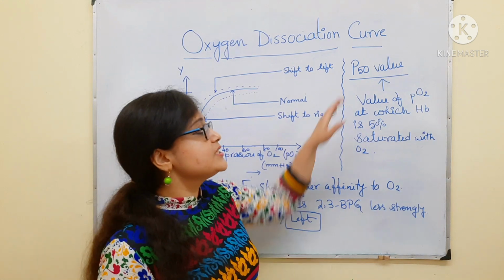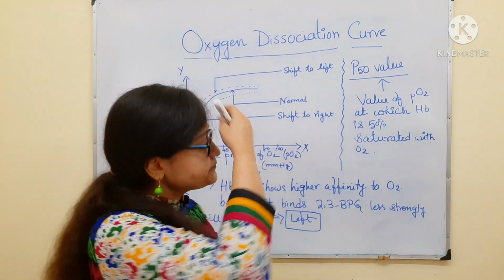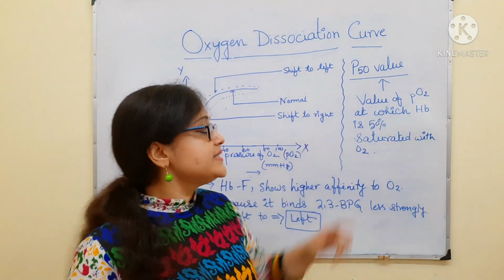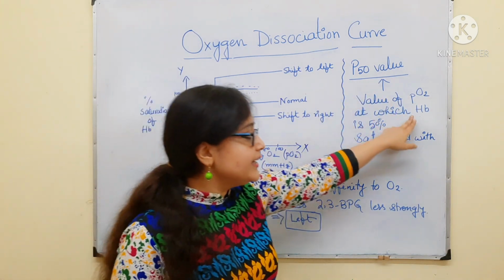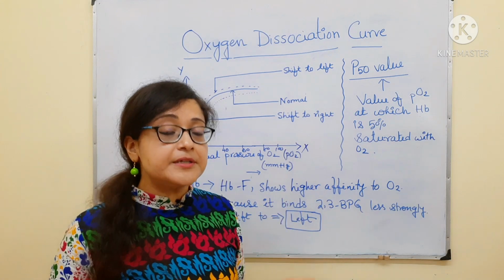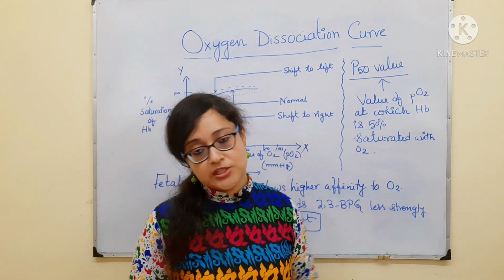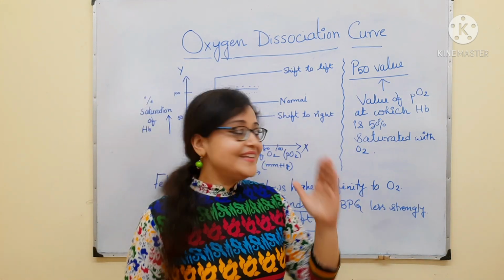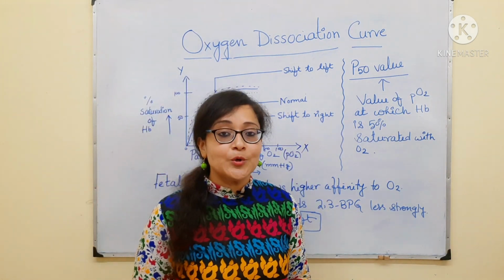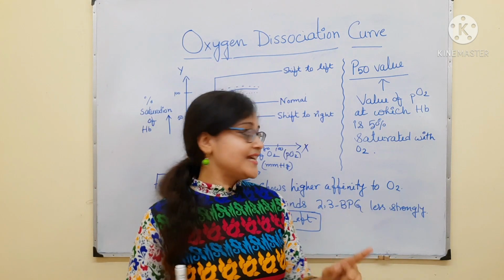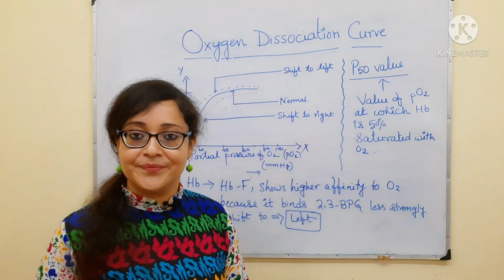Okay, and the last part is P50 value. What is that? P50 value is the value of partial pressure of oxygen at which hemoglobin is 50% saturated with oxygen. I repeat, it is the value of partial pressure of oxygen at which hemoglobin is 50% saturated with oxygen.